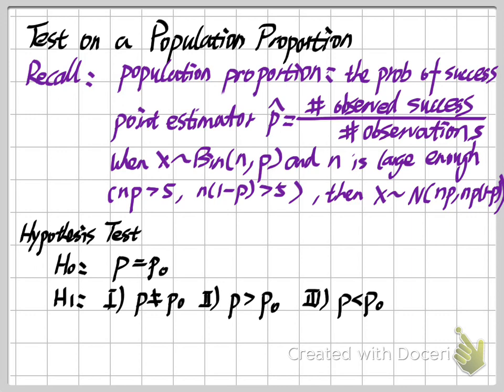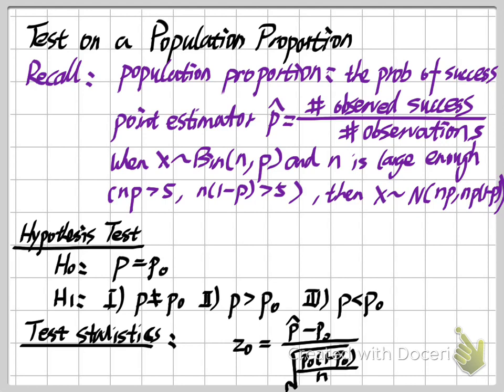Then, by the idea of the hypothesis test, we still need to select one test statistic. Here we still choose the z test. The equation of our z0, this test statistic, has as its numerator p hat minus our assumption p0, and the denominator is a square root of a fraction, where the numerator is p0 times (1 minus p0), divided by n.